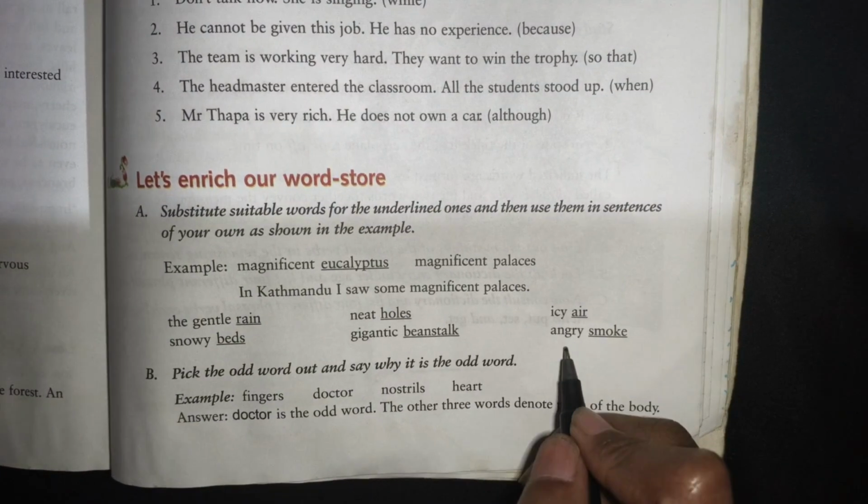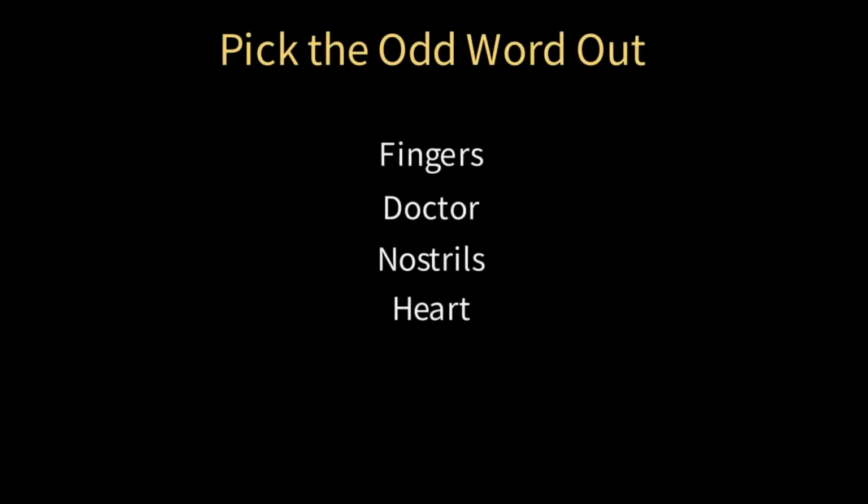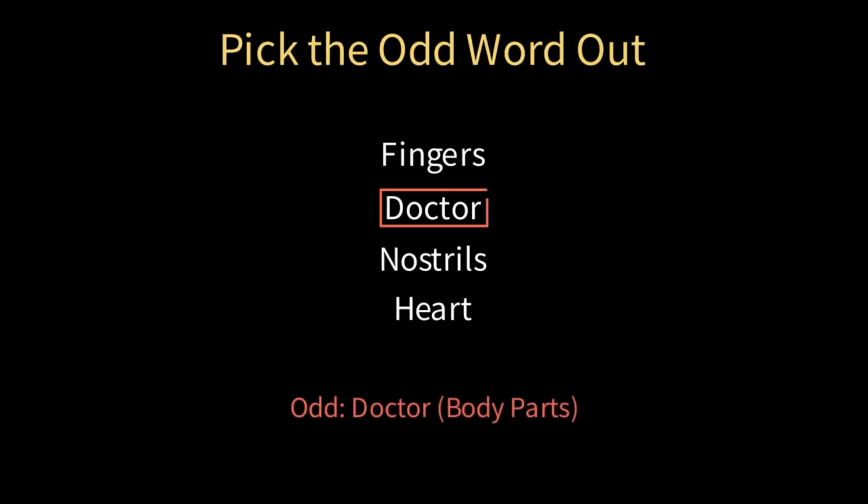Angry smoke. If you are paying attention, then answer this one in the comments. Pick the odd word out and say why it is the odd word. Fingers, doctor, nostrils, heart. Doctor is the odd word. The other three words denote parts of the body.